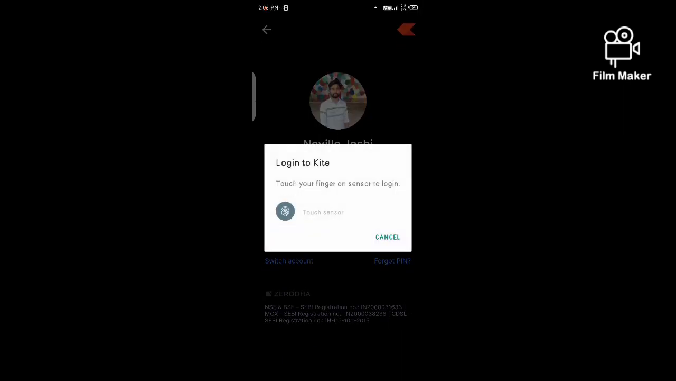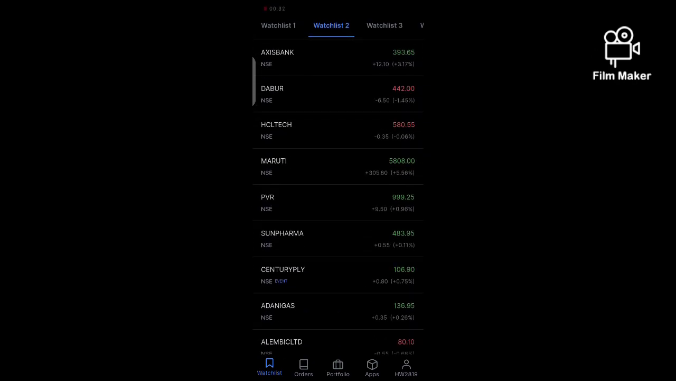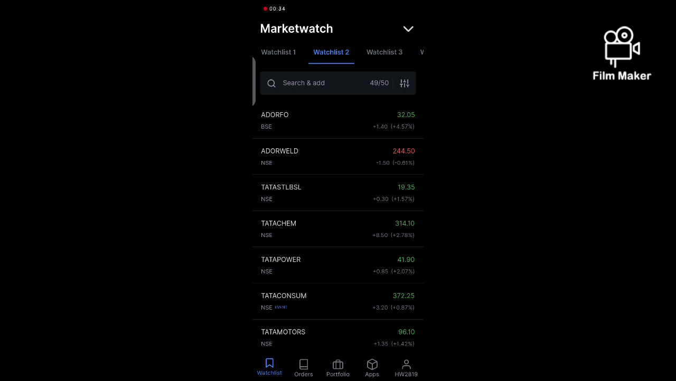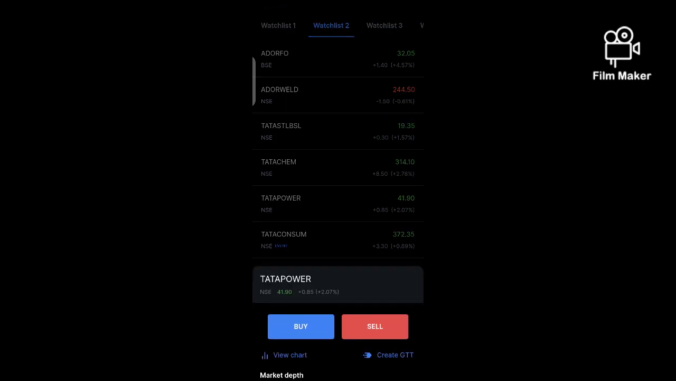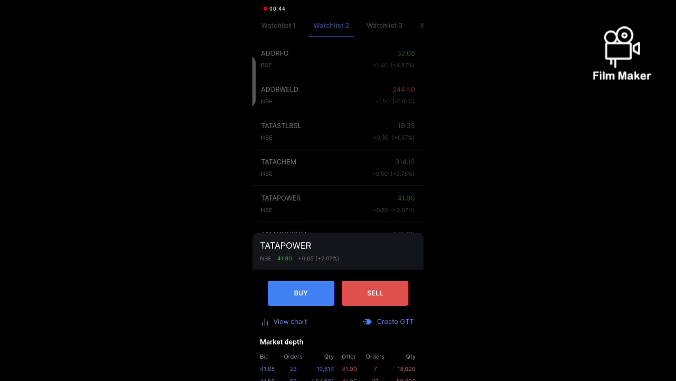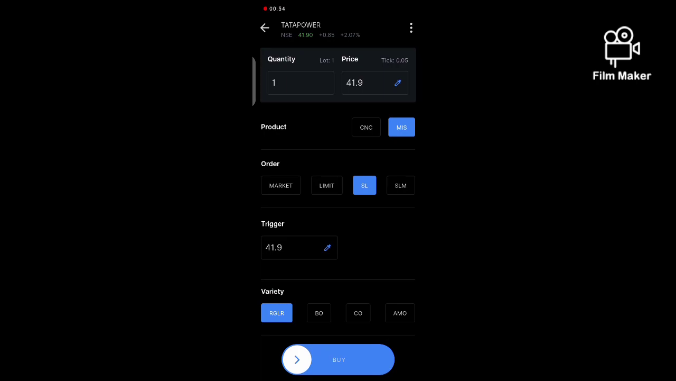My mobile application is Kite. It is provided by Zerodha. So we'll open it. To choose a stock, first it should be added to your watch list. I have already added many stocks, and for the time being, I will choose one of them. I'll choose Tata Power. After tapping that, you can see two options: buy or sell. If you're going long, you can buy this stock, or if you're going short, you can sell it first. For now, I am going for buying.